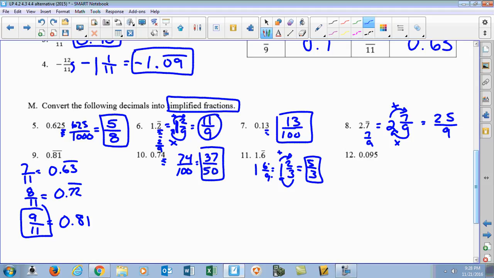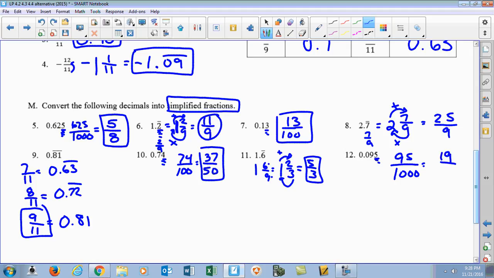This is a terminating decimal. It terminates at the thousandth spot. So numerator is 95. It's over 1,000. All right. You'll see what can go into it here. Well, one ends in a 5, one's in a 0. So if I divide 95 by 5, that's 19.